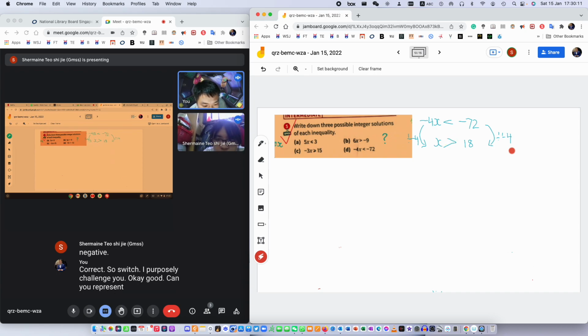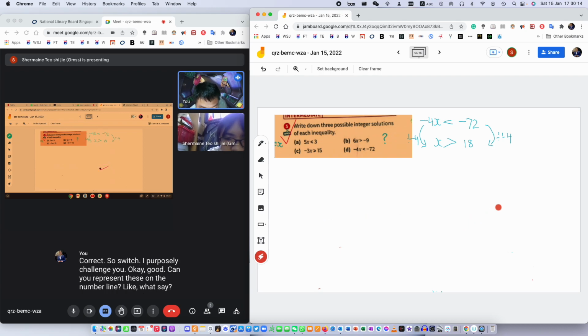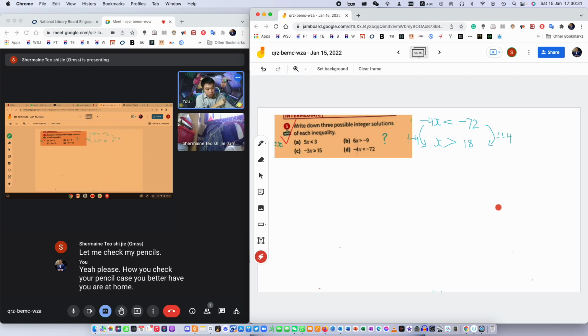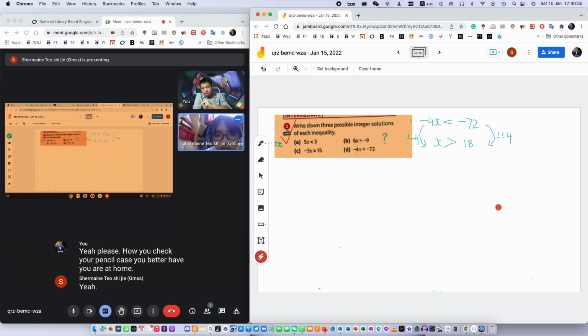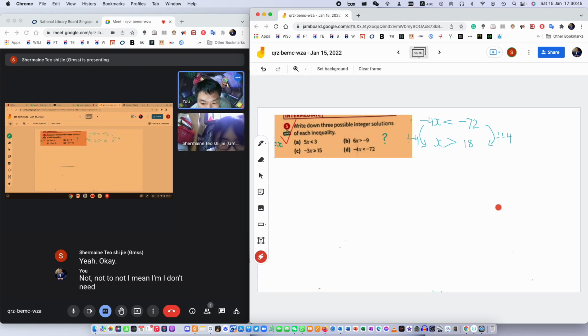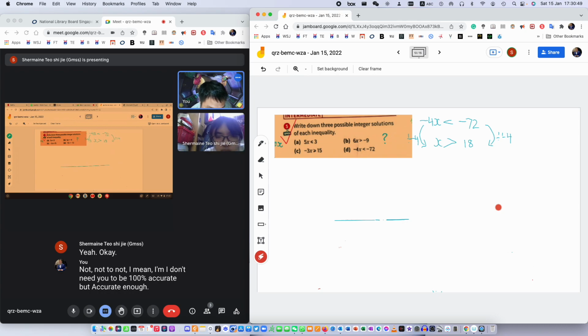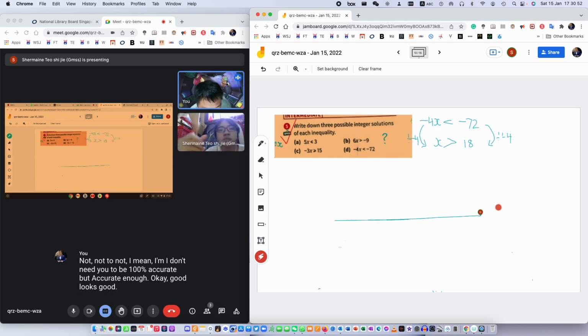Can you represent this on the number line? Quick, draw the number line yourself. You have a ruler, right? Can you do it? Let me check my pencil case. Yes, please. You better have one. You are at home. Oh yeah, I have. I don't need you to be 100% accurate, but accurate enough. Okay, good. Looks good. That's enough.